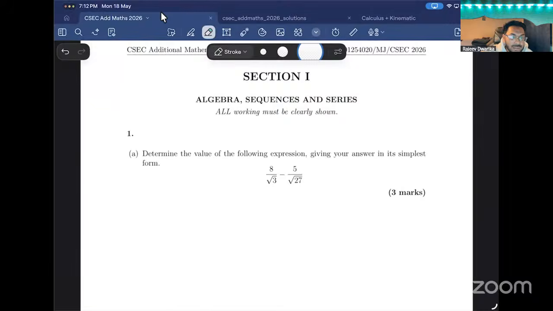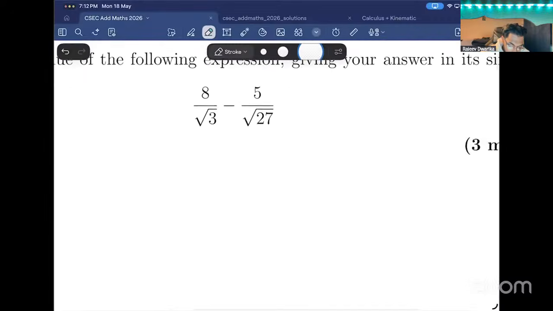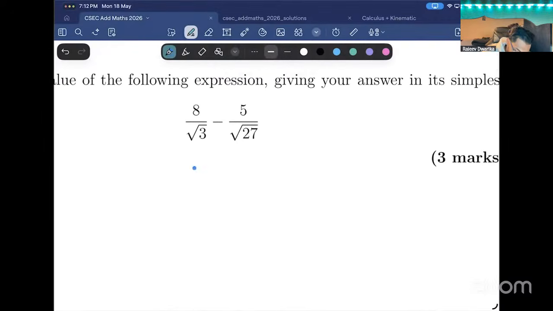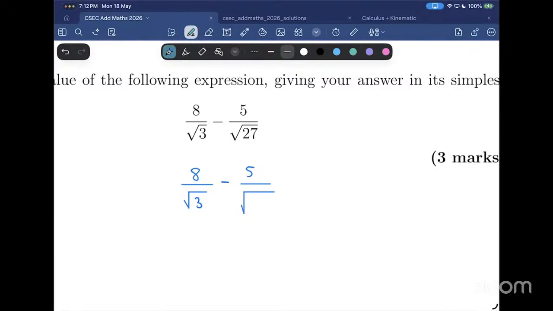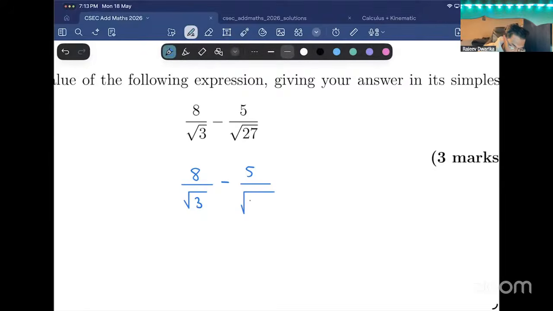First question. Determine the value of the following expression, giving your answer in its simplest form. Alright, so what should we do here? Any volunteers? No volunteers? Alright. What could we write 27 as? 3 root 3, right. Before we do that, we could write 27 as 3 by 9.